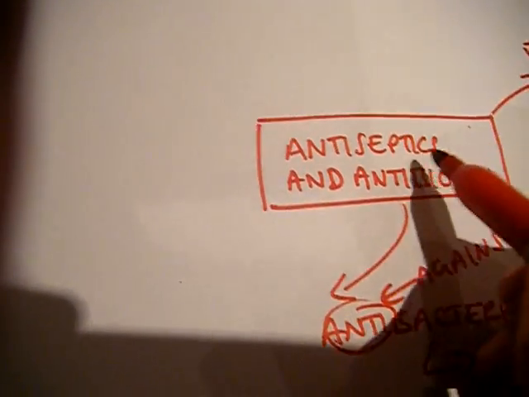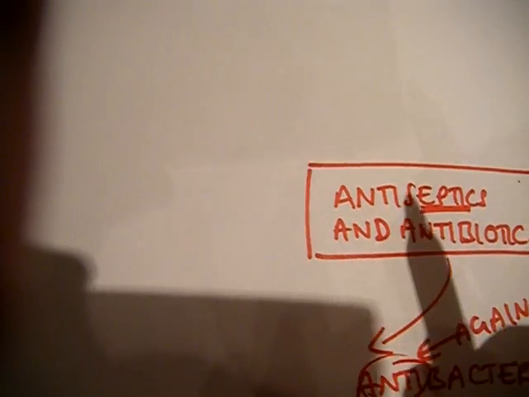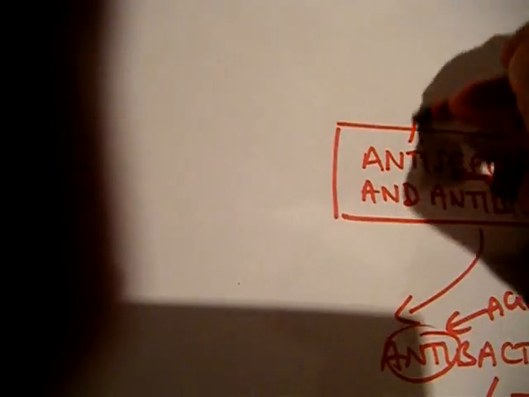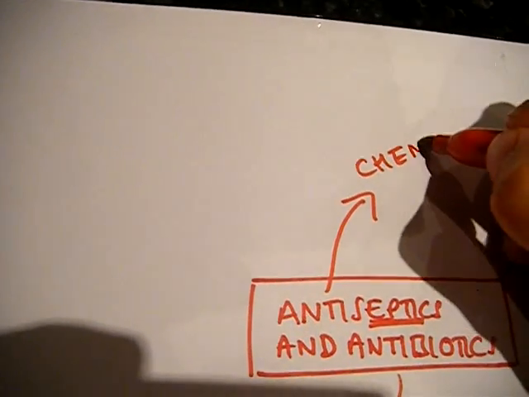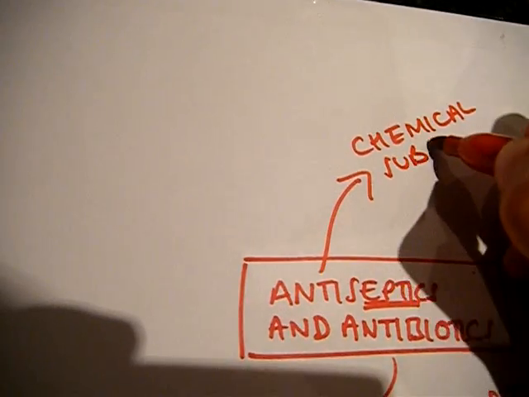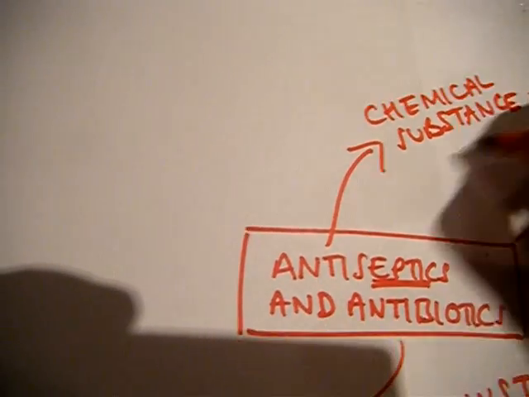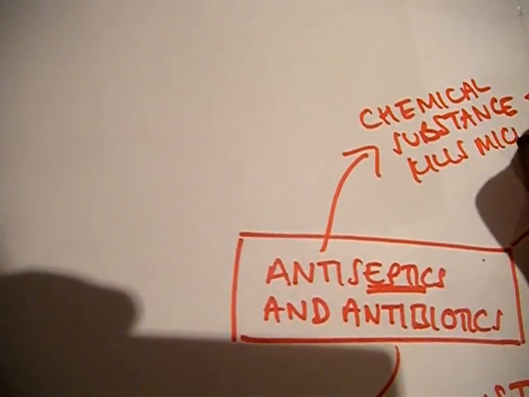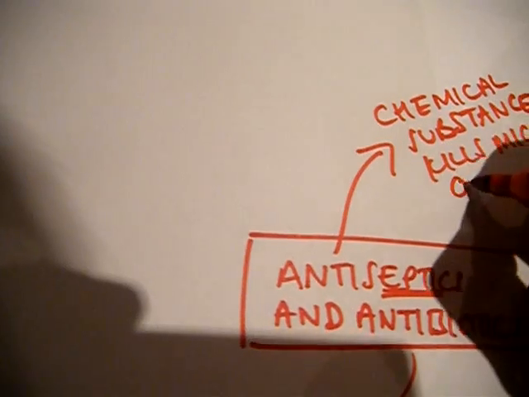So the next thing we need to know is what an antiseptic is. Septic means infection, and anti means against. So these are things that we use to kill microorganisms that can cause infection. So we need to define this. So I'm going to put that an antiseptic is a chemical substance that kills microorganisms outside the body.